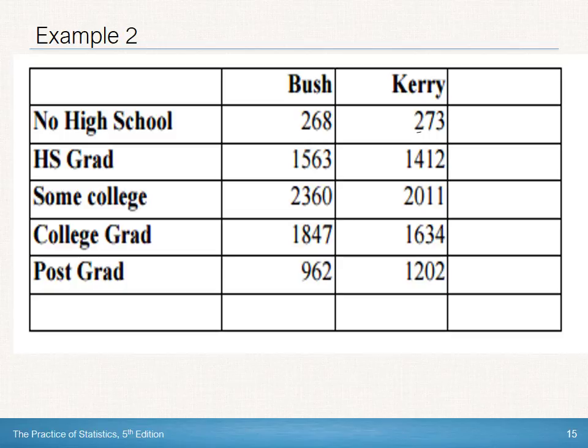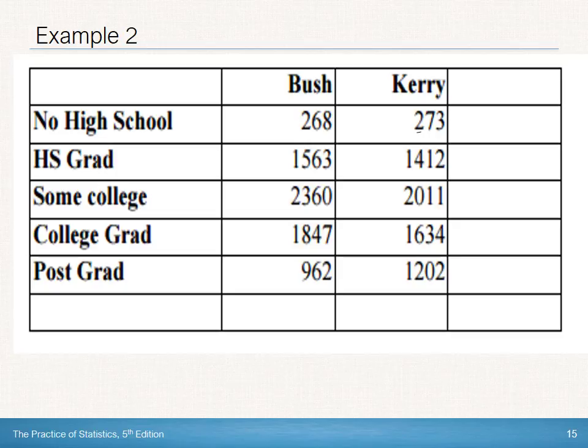Okay, so the first question on your example, well, first of all, we're dealing with Bush and Kerry voters from the Bush and Kerry election years back. They basically looked at a sample of people. They asked them who they voted for, and then they asked them what their highest level of education was. So no high school graduation, some college, college grad or post grad. Okay, so here's the data right there. So for example, the 268 is 268 people voted for Bush who had no high school.